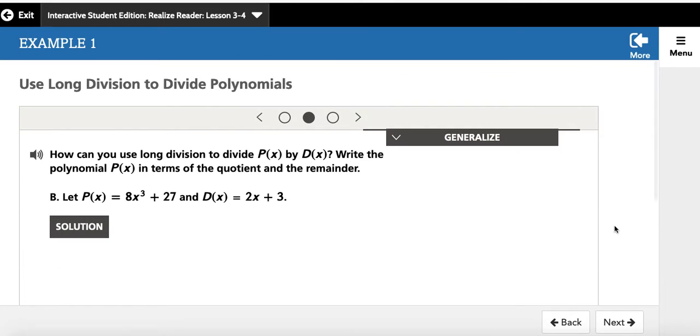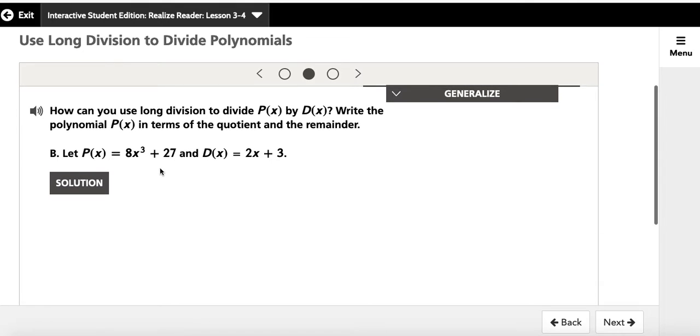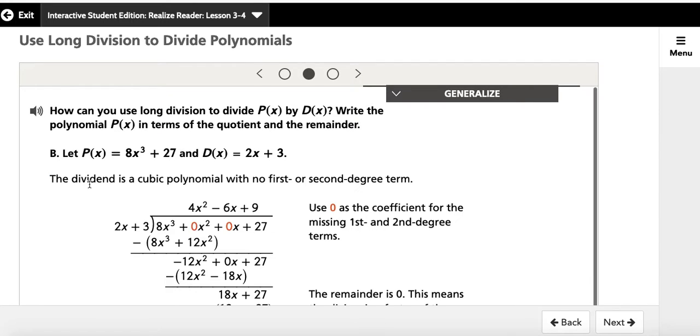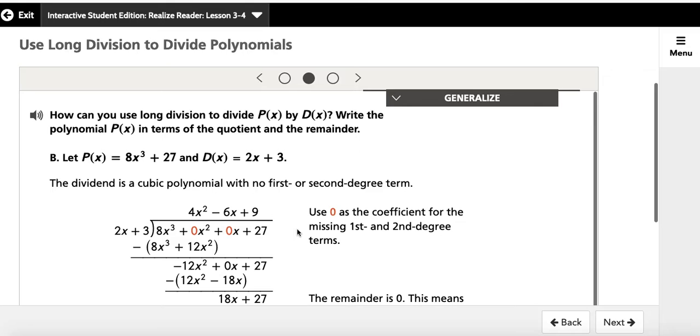Let's see if they have another example for us for long division. Yes, they do. This one's a little trickier because they have x cubed, but there's no x squared or x term. But we're going to put in zeros for that, like they did here. We start off with 8x cubed plus 0x squared plus 0x plus 27. We're going to divide that by 2x plus 3.